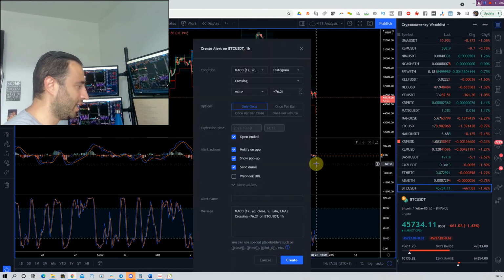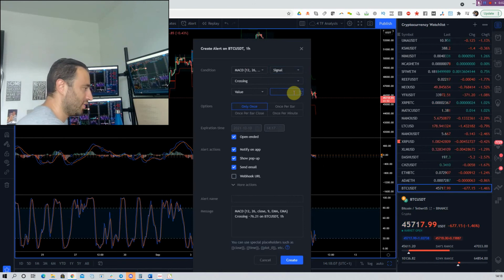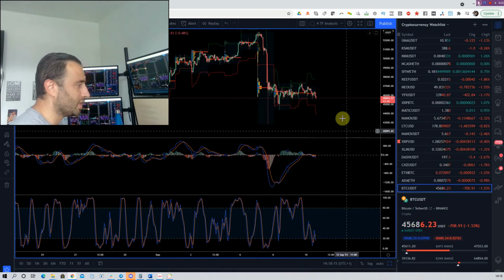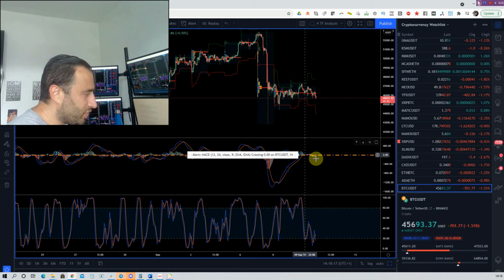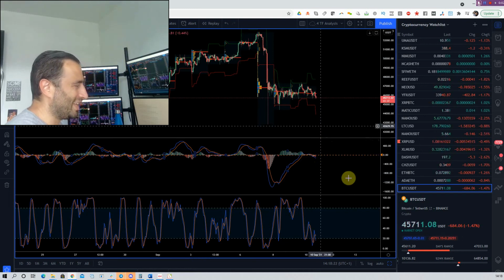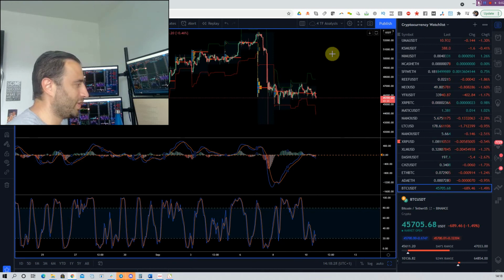So we're going to right click, add alert, and you can see here the condition, the MACD. You want to choose the signal line, and you want to choose crossing the zero line, and then literally click create. So what will happen now is if the MACD goes above, so the signal line, the blue line, goes above the zero line, that's going to ping an alert to you to let you know that Bitcoin might be ready to go higher, in which case you can have a look at it and make a decision if it's a play for you.